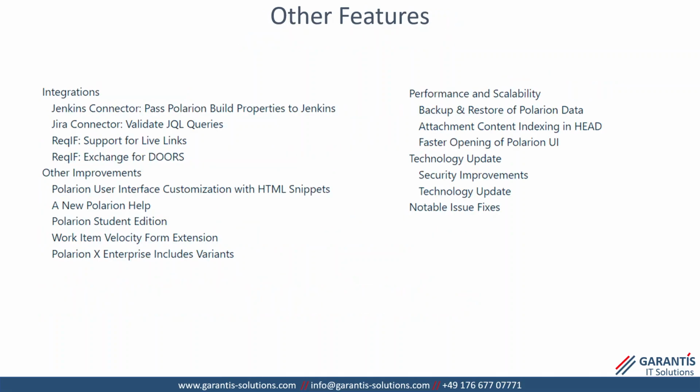Other features in this release include the Jenkins connector, ReqIF changes, and some other improvements inside the help. There is a student edition of Polarion for students. They can use it for free for some time. There are performance and scalability improvements, technology updates, and security patches. So we really recommend you upgrade, to use the latest and greatest Polarion and security patches.